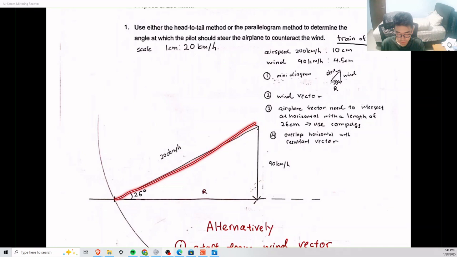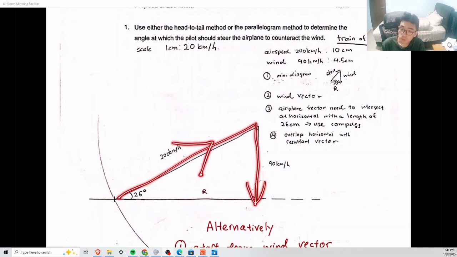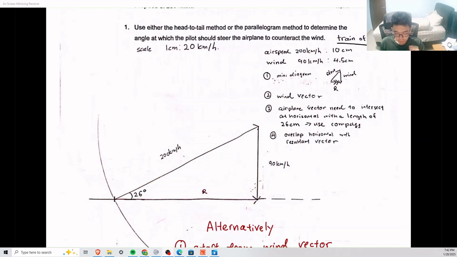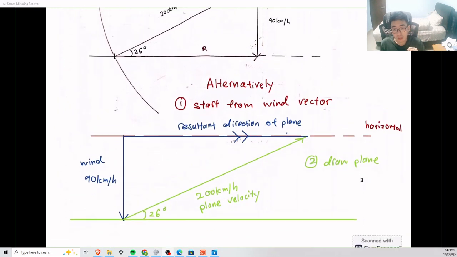So this will be your airplane, your wind speed, resultant. But in this case what we are doing, we are working backwards. We are working backwards because we are trying to find the direction of the airplane speed. So even though you are drawing like this, remember that the direction of your airplane is like that. I draw big for you. Alternatively, some of you draw this also, perfectly fine.